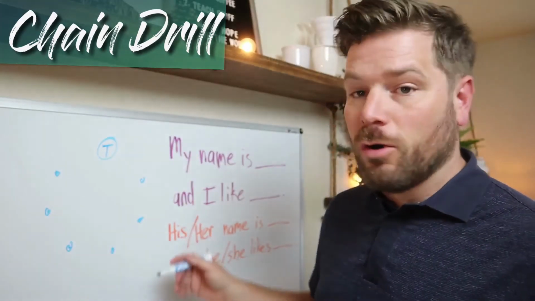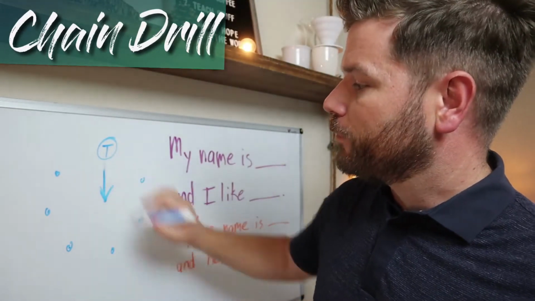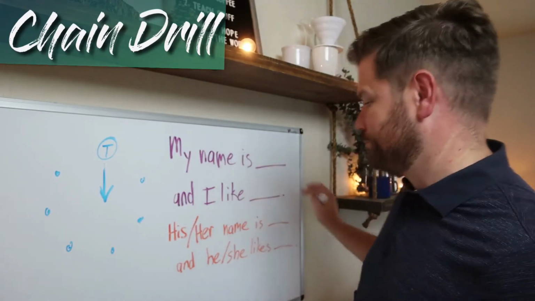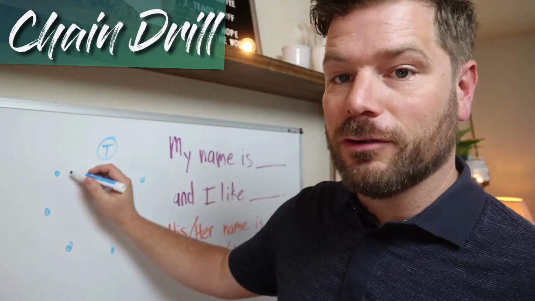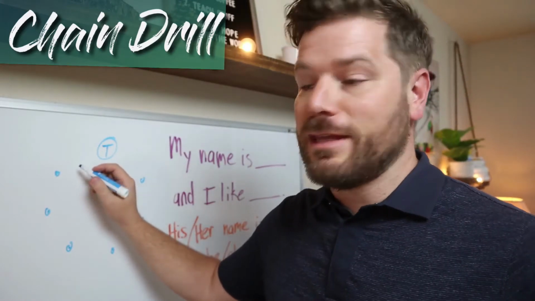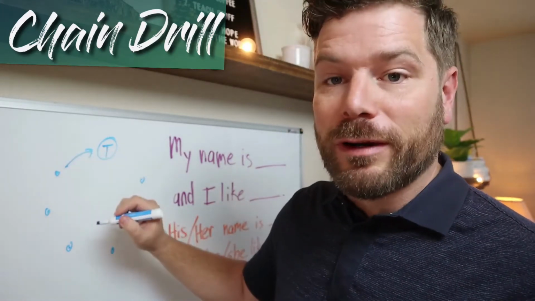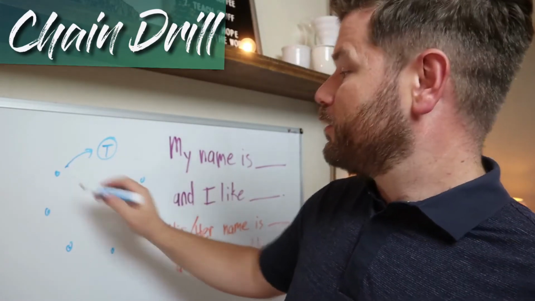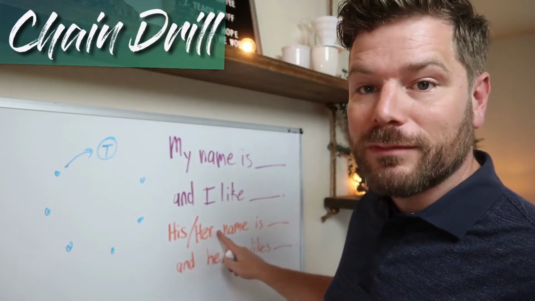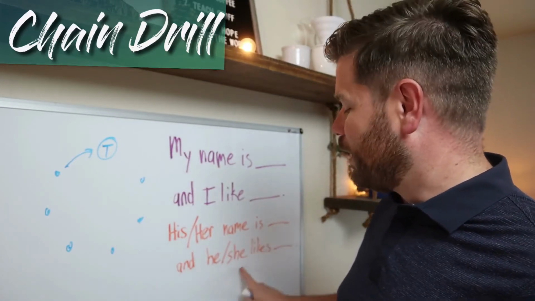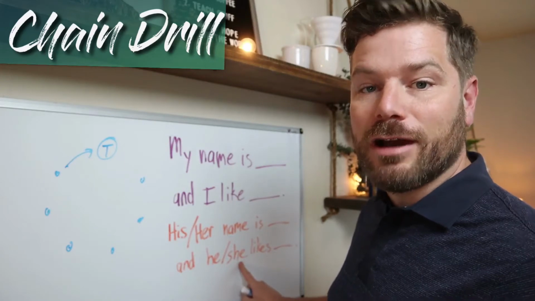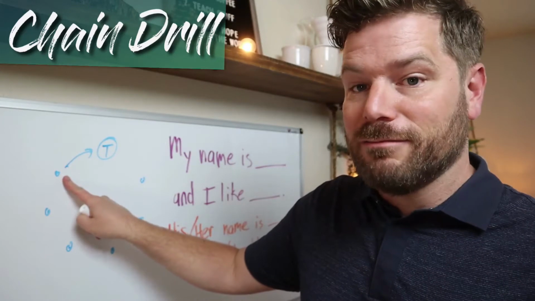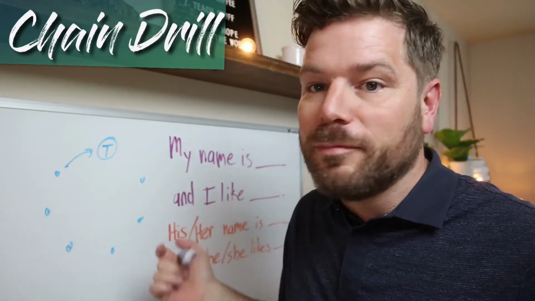And then as the teacher, Cortnie, she's going to tell the whole group, my name is Cortnie and I like coffee. However, the next student in the circle is not just going to share what their name is and what they like, they're also going to share about the person before them and what they said. So the next student is going to say, her name is Cortnie and she likes coffee. If this was me, I would say, my name is Andy and I like pizza.